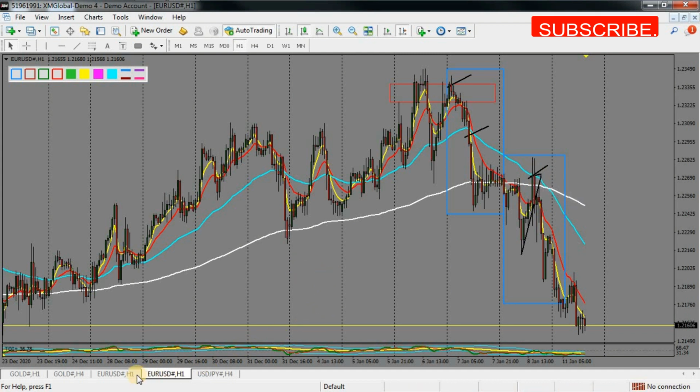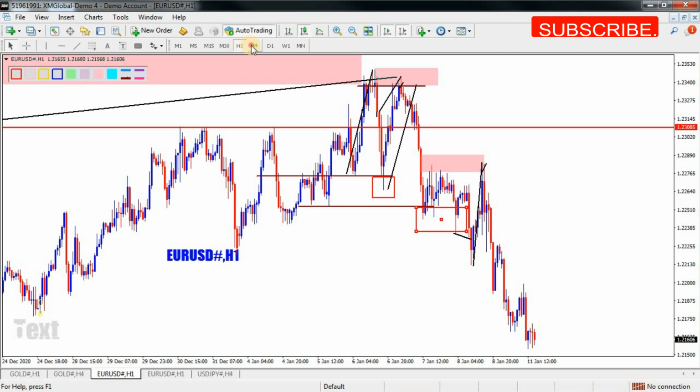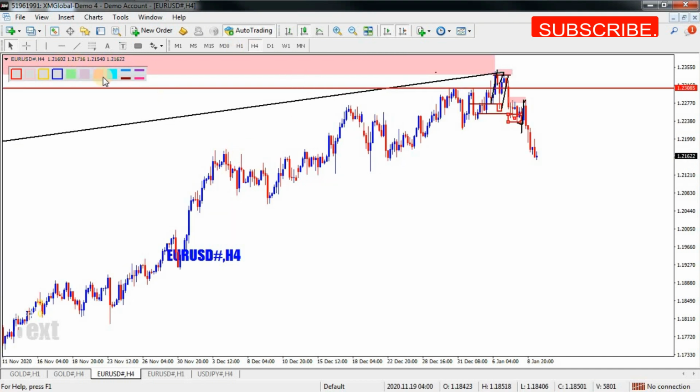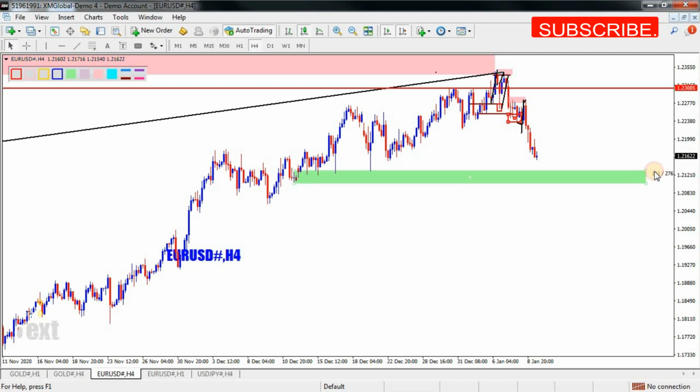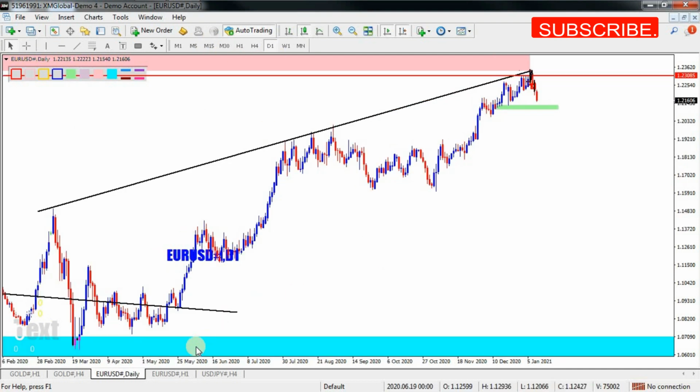But the most important thing here is understanding your structure. Understand your structure, right? So at this level, you should be interested in this area. This is a demand area, and look at all those rejections. This is where price is heading now. And the rest is history.